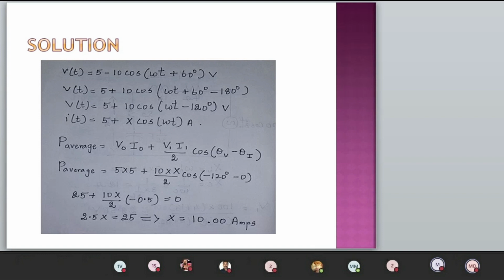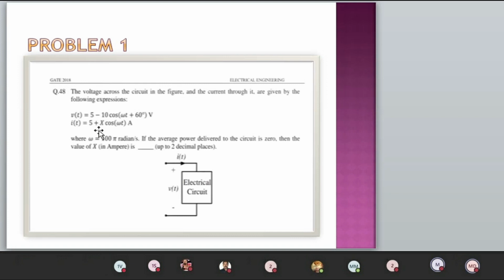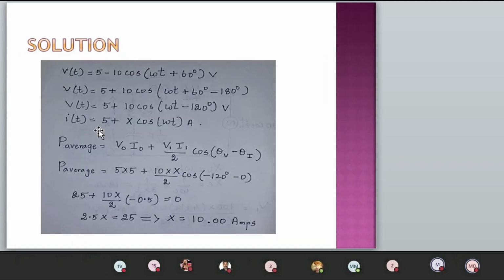See, what is the value of voltage given? V of t is 5 minus 10 cos omega t plus 60. And you should understand one thing: if the current is in terms of cos, the voltage should also be in terms of cos. They must be in the same trigonometric identity. That is very important. So notice in the question, V is also in terms of cos and I is also in terms of cos, but V has a minus sign and I has a plus sign. So the first step is to bring them to the same form.